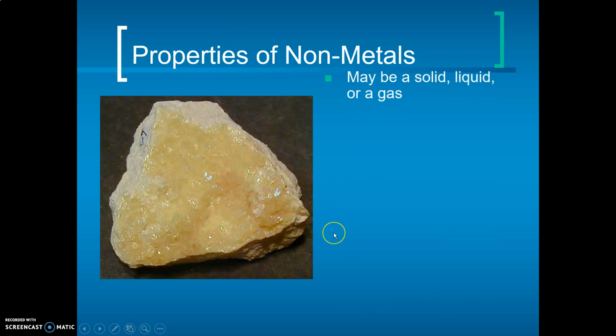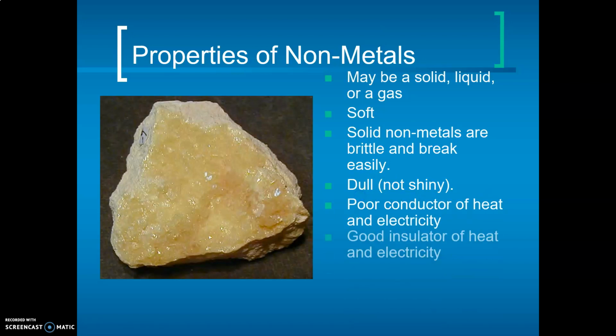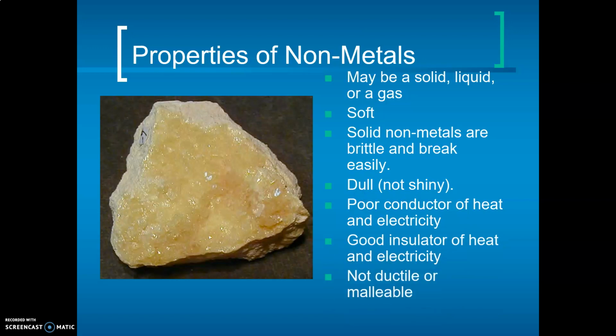Properties of nonmetals. May be a solid, liquid, or a gas. They are soft. Solid nonmetals are brittle and break easily. They are dull or not shiny. They are poor conductors of heat and electricity. Good insulators of heat and electricity.